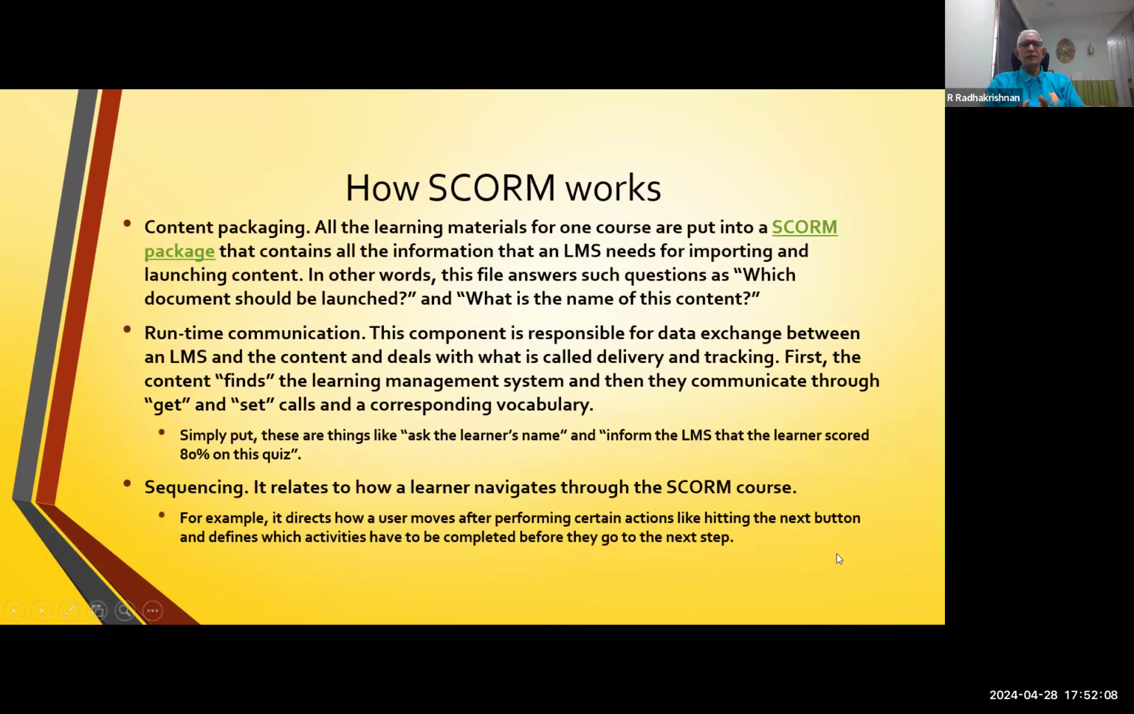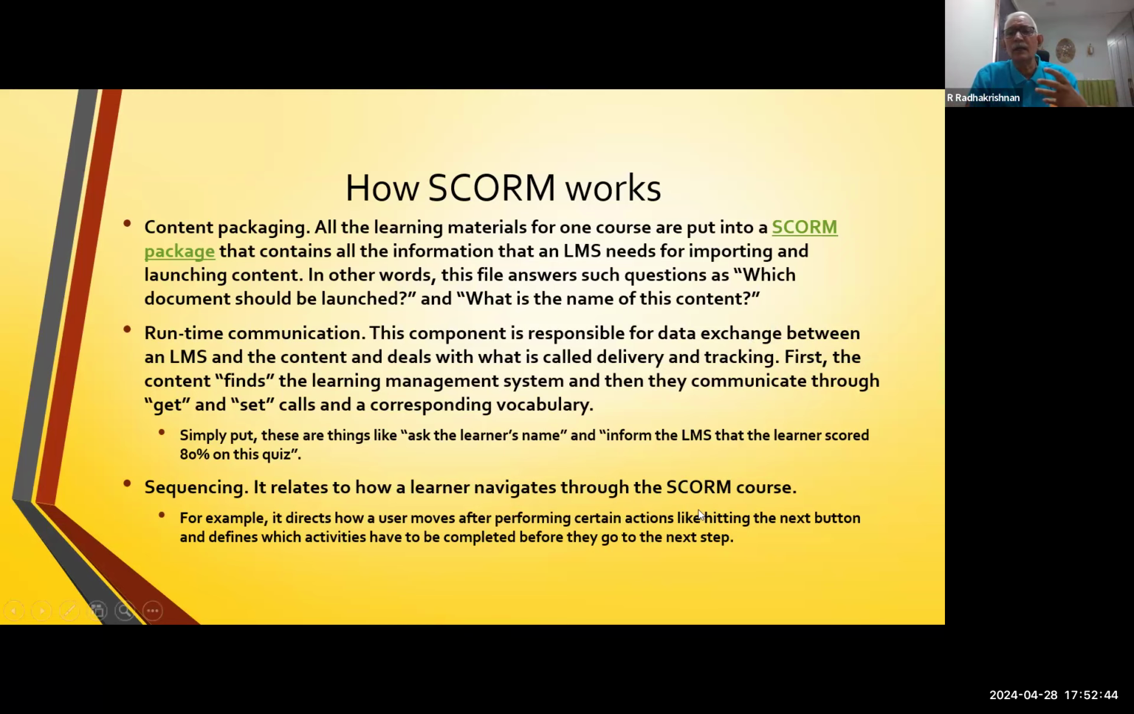Now, how does it work? Content packaging. One is all the learning materials for one course will be put into a SCORM package that contains all the information that a learning management system needs for importing and launching that content. So the moment you put a SCORM package into the LMS system, the LMS will pick it up, it will understand, it will know what is the content, what is the question, what is a document, what is the name of the document, what is the database which you have to capture on the backend. Everything will be there in the content packaging.